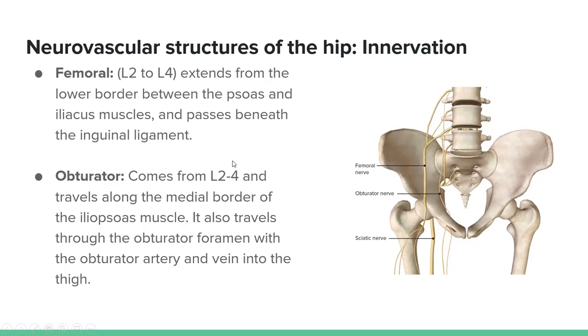And then we have the obturator nerve, which is right below. It goes from L2 to L4, and it travels along the medial border of the iliopsoas muscle. It also goes through the obturator foramen with the obturator artery and vein into the thigh. So going all the way down in the center.